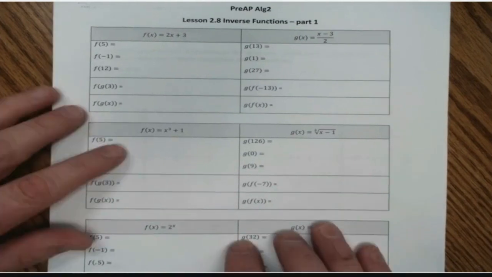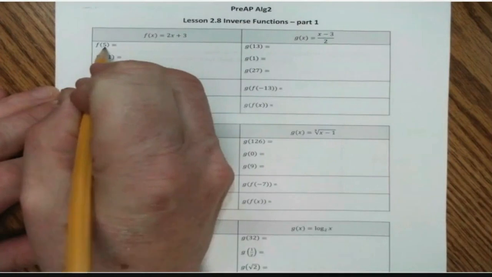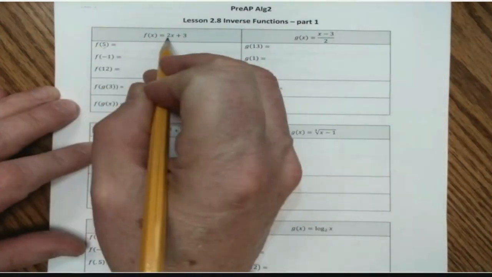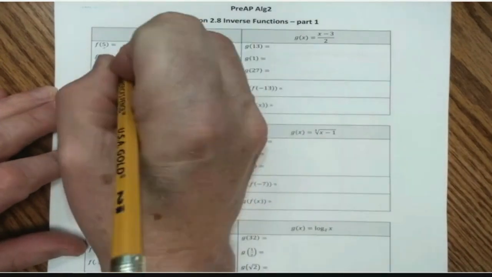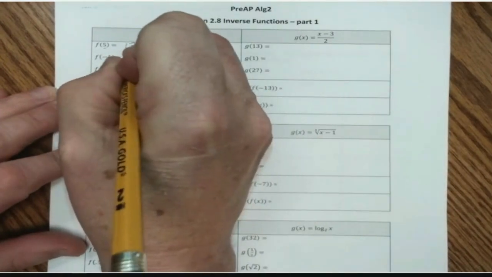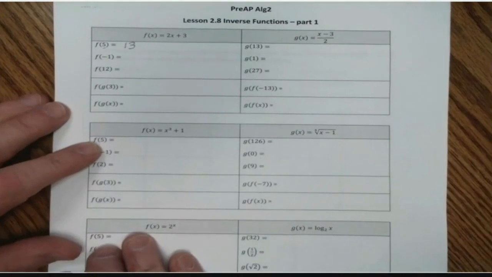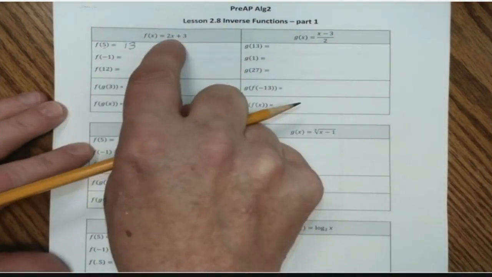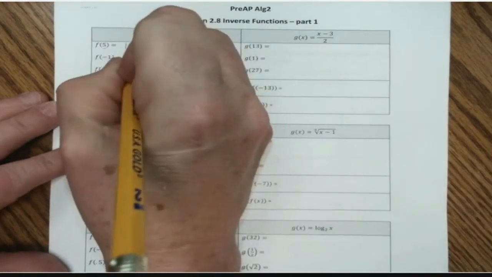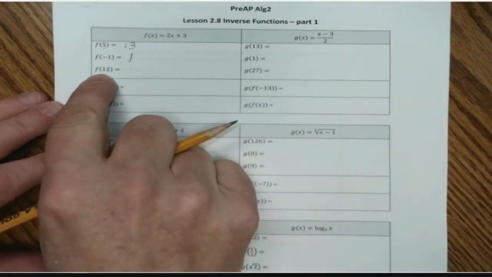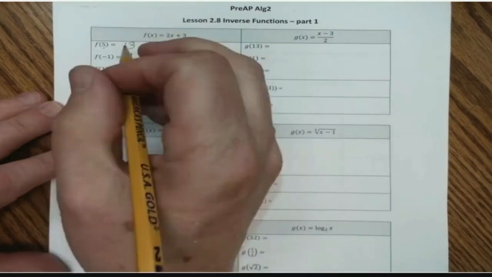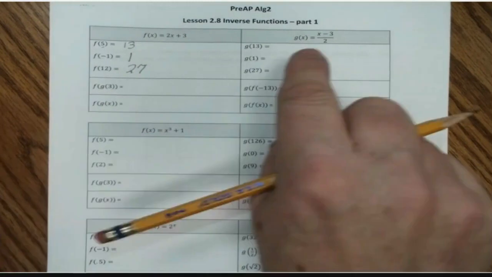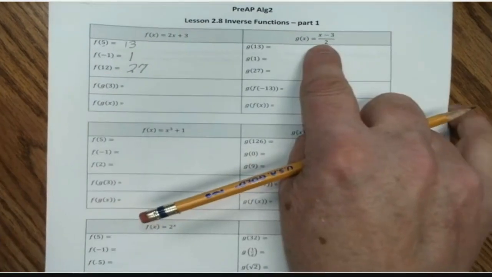You guys are right on top of this. So when there's a 5 there, the x is going to become a 5. So f of 5 is 2 times 5 plus 3, which equals 13. That's not hard. Same thing with negative 1: 2 times negative 1 is negative 2 plus 3, that's just 1. 12 would be 2 times 12 plus 3, which is 27. Those are simple.